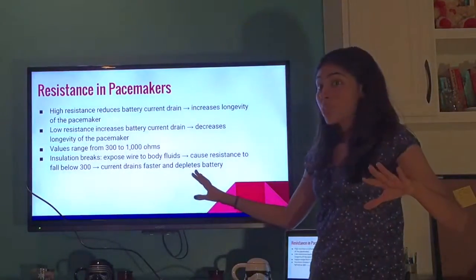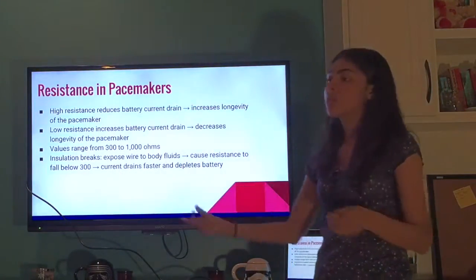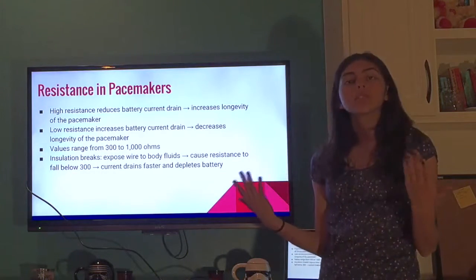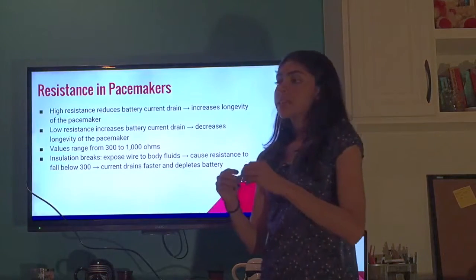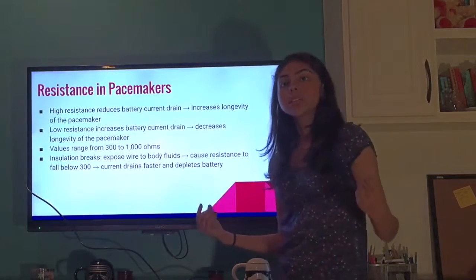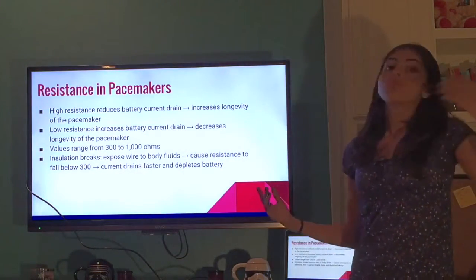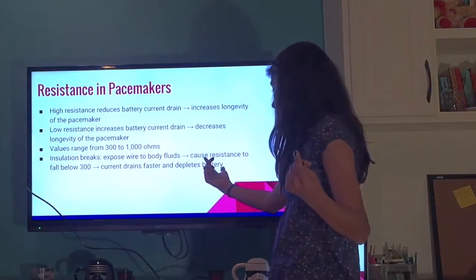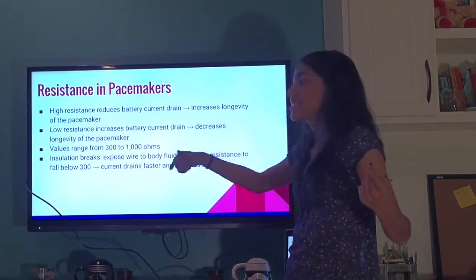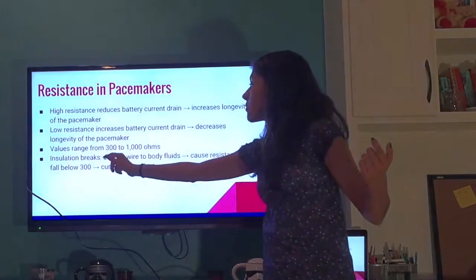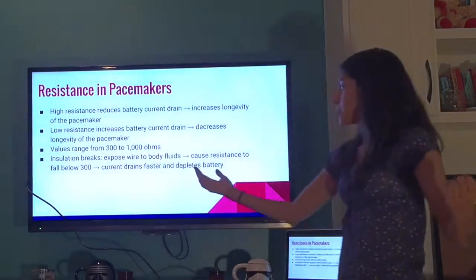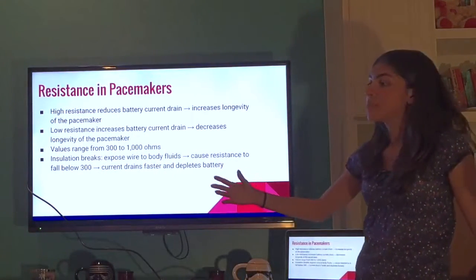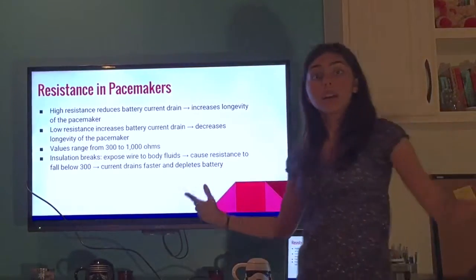One of the things that can go wrong is insulation breaks. Because this is in the body cavity, there are going to be interactions with fluids, but pacemakers have an insulation to protect from that. When the insulation does break, we're exposing the wire to body fluids, and we're causing the resistance to decrease to a point of less than 300 ohms. Once we get to that point, current is going to drain faster and faster and faster, and the battery will deplete as well.